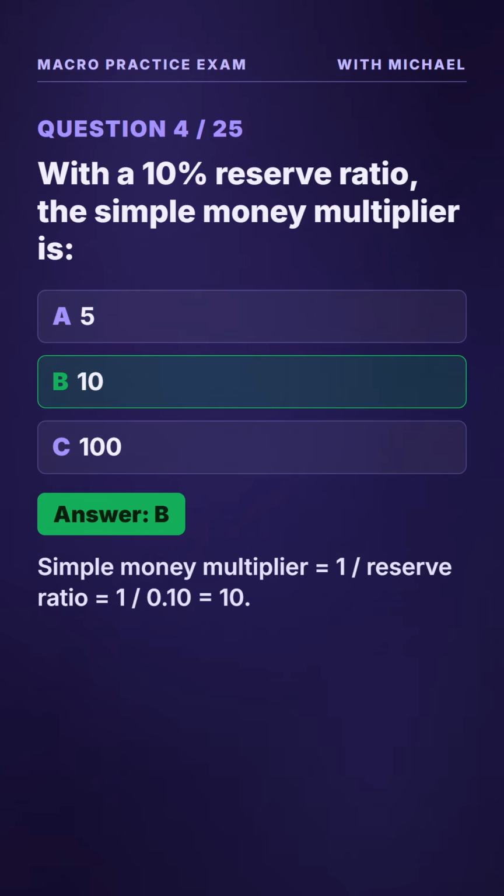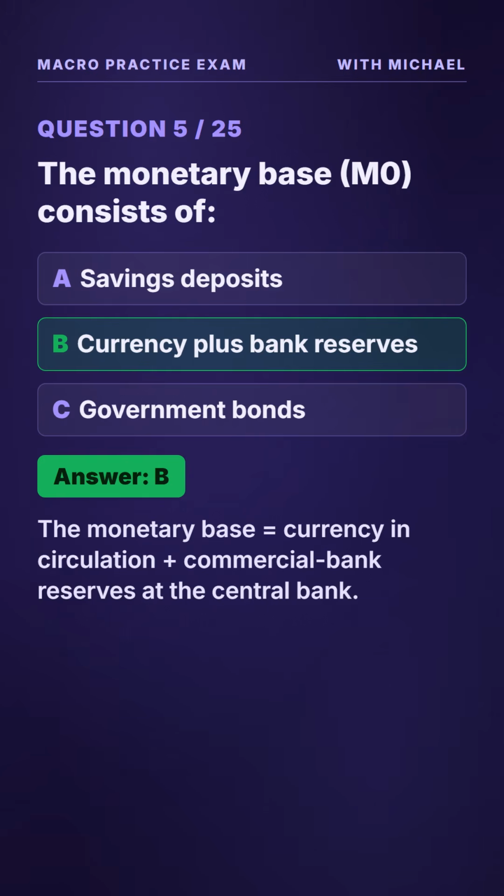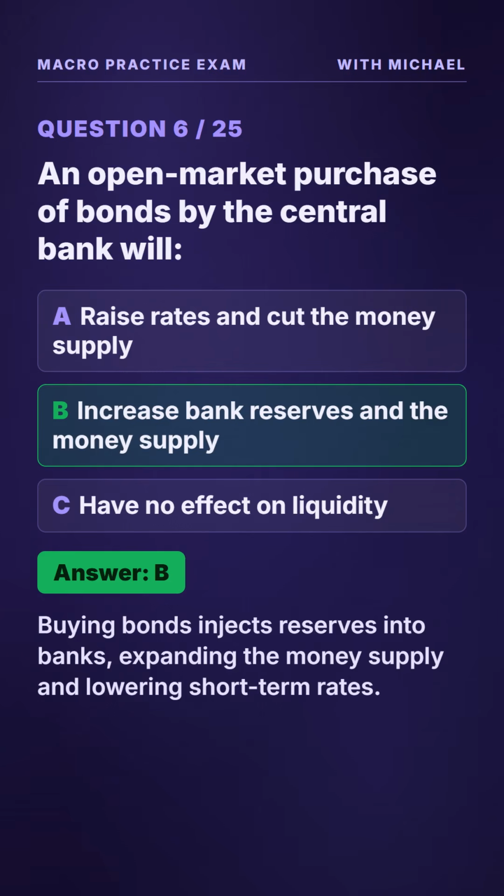Question 4. The correct answer is B. Simple money multiplier equals 1/reserve ratio equals 1 divided by 0.10 is equal to 10. Question 5. The correct answer is B. The monetary base equals currency in circulation plus commercial bank reserves at the central bank. Question 6. The correct answer is B. Buying bonds injects reserves into banks, expanding the money supply and lowering short-term rates.